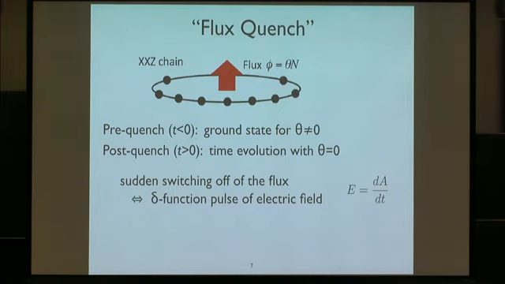This sudden switching off of the flux means that you just switch off the vector potential at t equals 0. That means you generate basically a delta-function-like pulse of electric field. You apply the electric field only at t equals 0 with a delta function pulse, and the amplitude of this pulse is given by this theta before the quench.